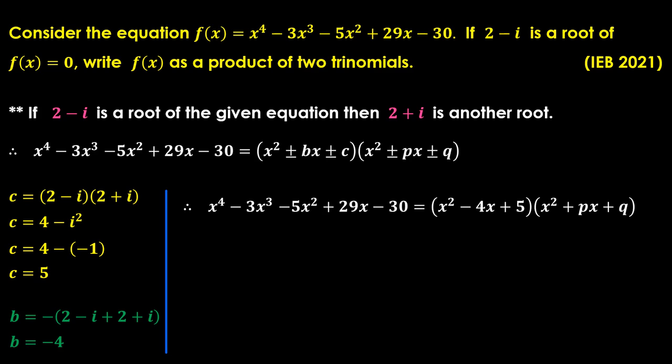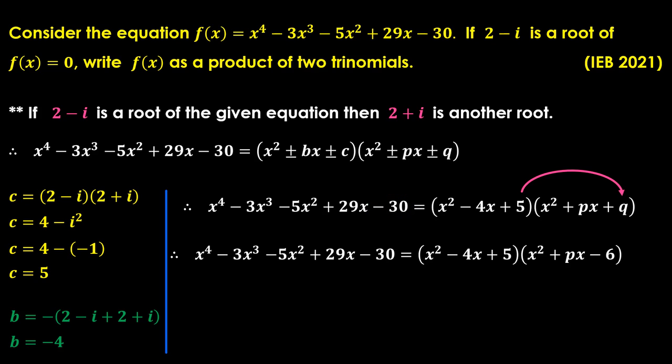To find the value of q, we're going to ask ourselves, 5 times q needs to give me minus 30. So 5 times what will give me minus 30? 5 times minus 6. So q is relatively easy to calculate because 5 times minus 6 will give me minus 30. Then we need to calculate the value of p. And to do that, you can choose, I'm going to use minus 3x cubed, but you can choose one of the others if you prefer. I'm going to choose minus 3x cubed because the only way to get x cubed is by going x squared and x.